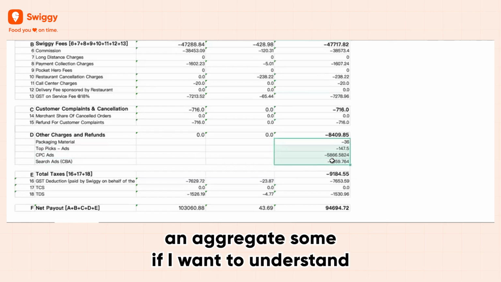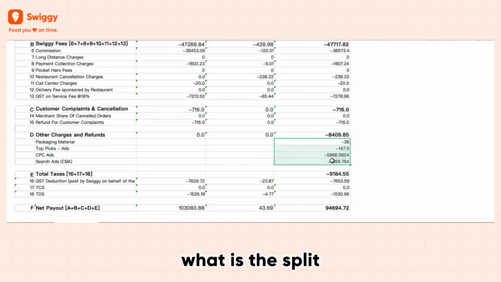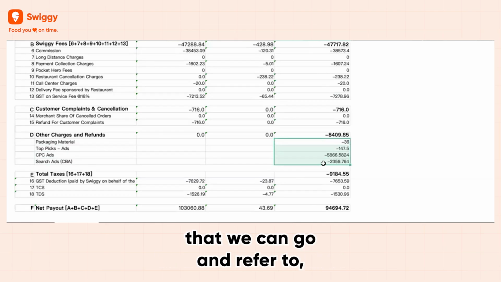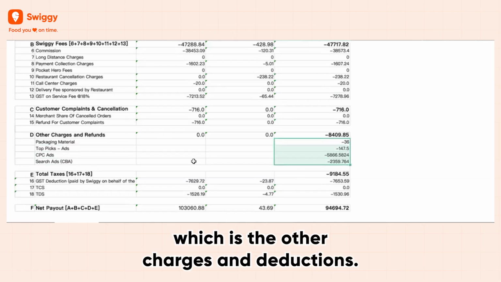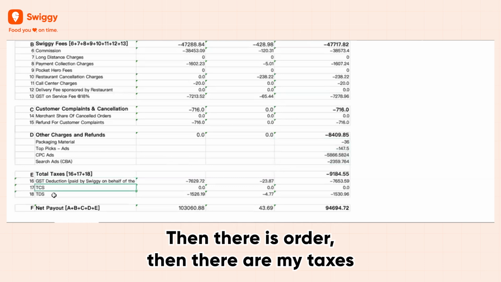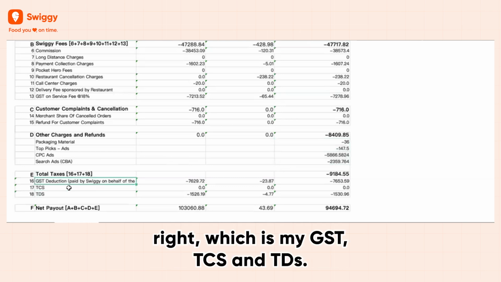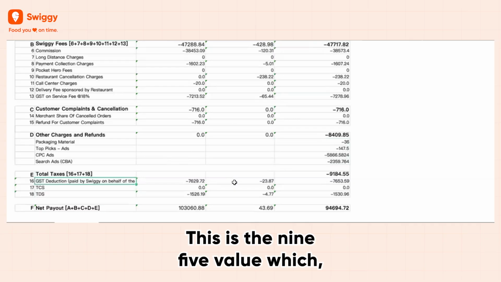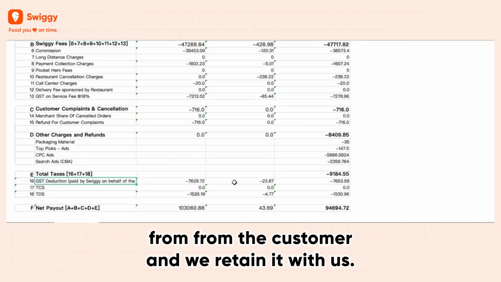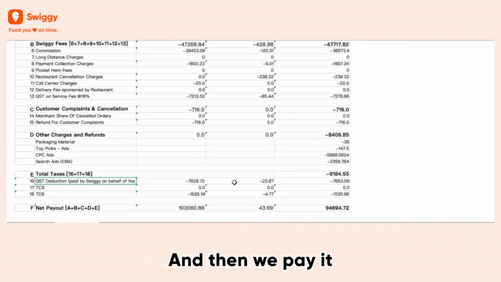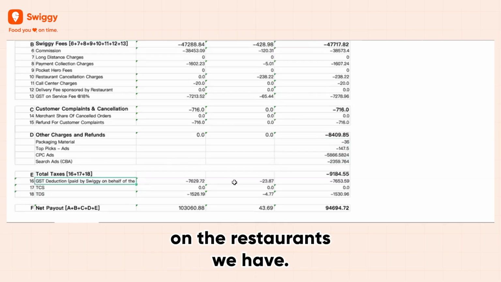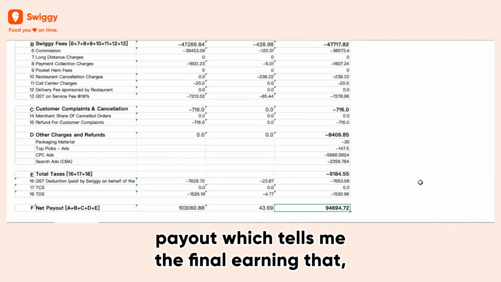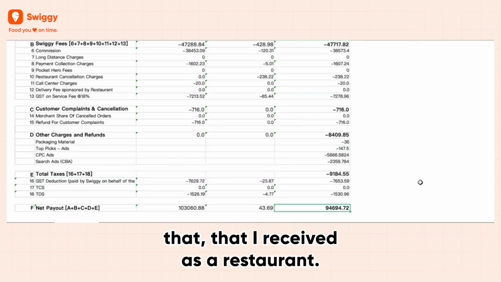If I want to understand the split between campaigns, or the split between this cycle and the previous cycle, there's another sheet we can refer to, which is the other charges and deductions. Then there are my taxes, which are my GST, TCS, and TDS. This is the 95 value which we would have collected from the customer and retained with us, and then we pay it every month to the government on the restaurant's behalf. And then there is a net payout, which tells me the final earning that I received as a restaurant.